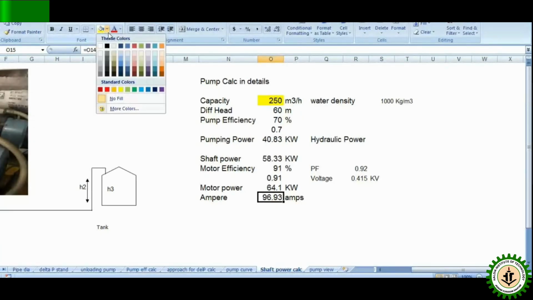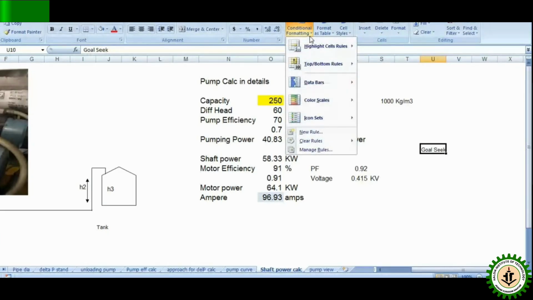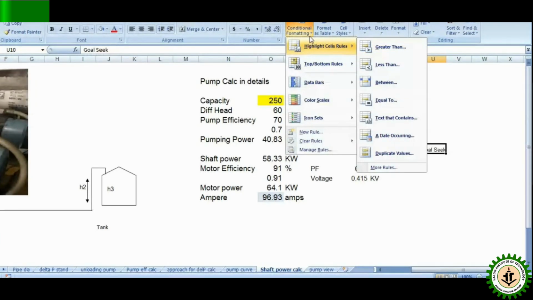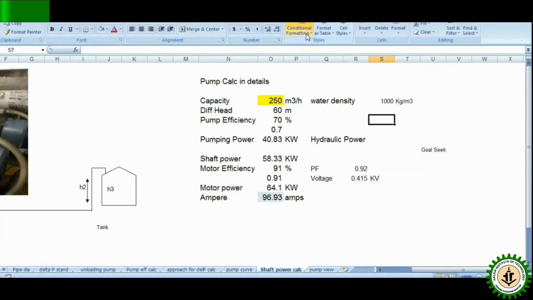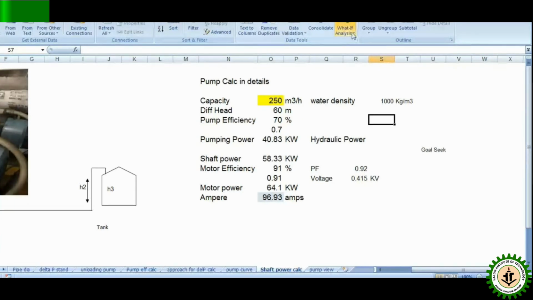This is one way of approach. There is another approach you can take with the help of the goal seek operation. Please try to learn this operation in Excel, because it is very helpful for your academic activity. Now for 250 meter cube, the ampere is 96. Now just do this goal seek. How to do it? Click here, under What-if Analysis, not conditional formatting. Then click on goal seek.